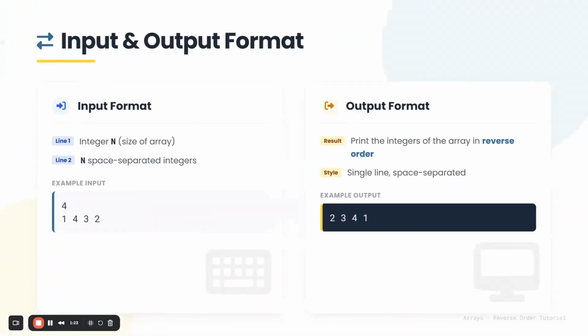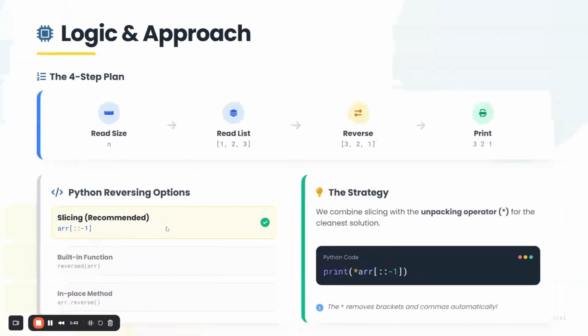And these are the input and output formats. Input format will be the integer n, meaning the size of an array, and the second line n space separated integers, 1, 4, 3, 2 for example. And output format will be a single line, space separated, meaning the reverse of this array: 2, 3, 4, 1. And this is the logic and approach that we have to follow. First, read size. The second step is to read list. The third step is to reverse the list, and the fourth step is to print that.